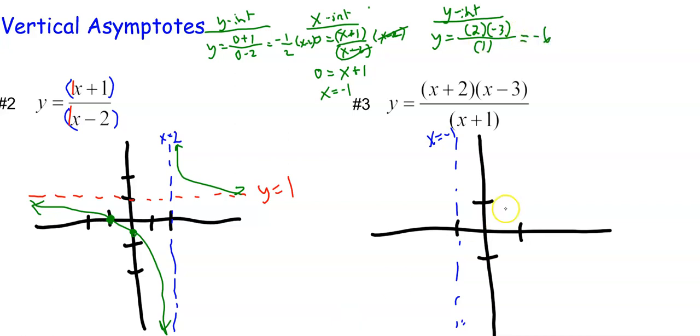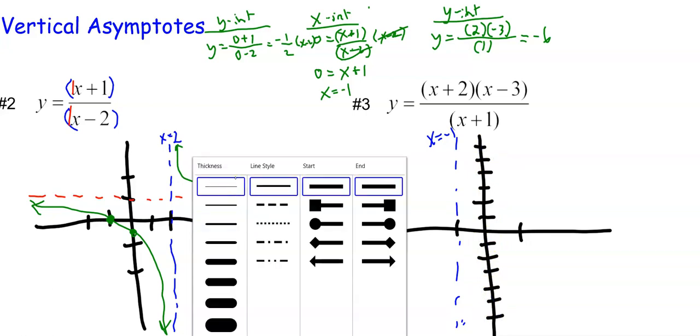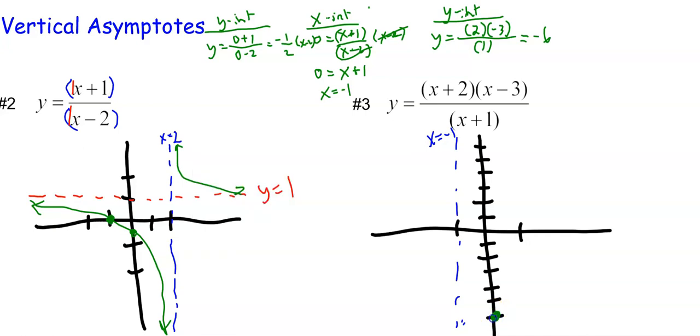Okay, so I'm going to plot the point there at -6, so it's got to go through that point right there. That's nice. To find the x-intercept, we're going to plug in y equals 0. Really, the denominator is going to go away every time, so it's going to be 0 equals x plus 2 times x minus 3. This is already factored for us. So the solutions are x equals -2 and x equals 3.